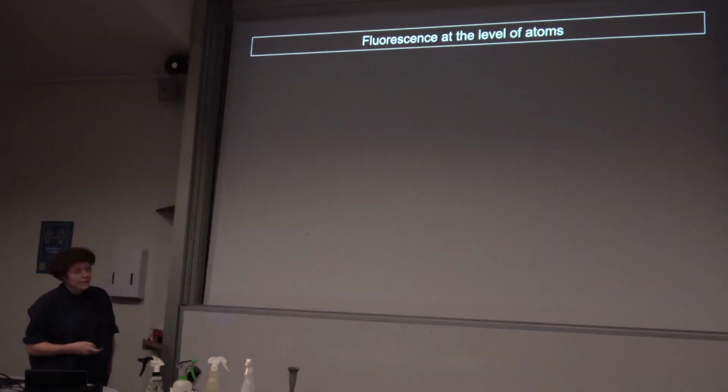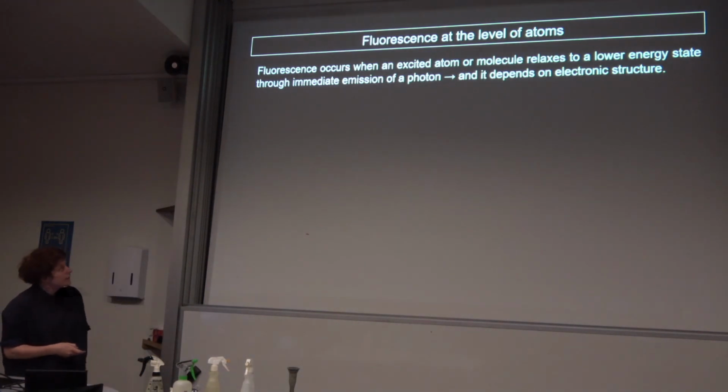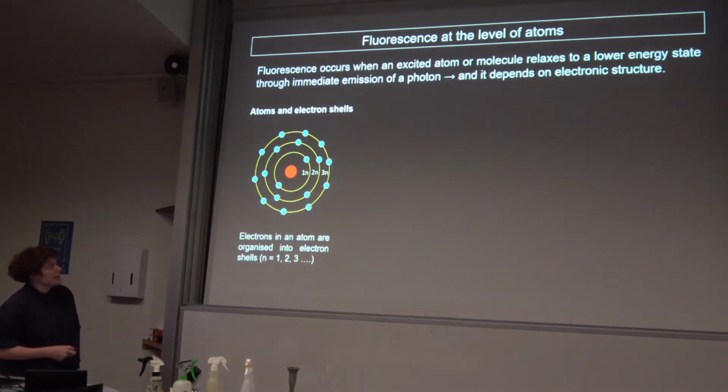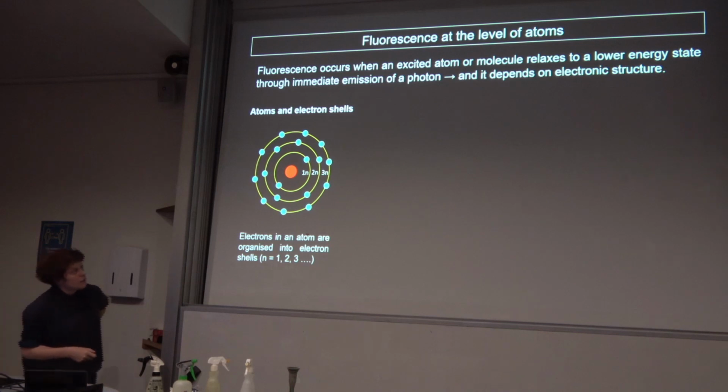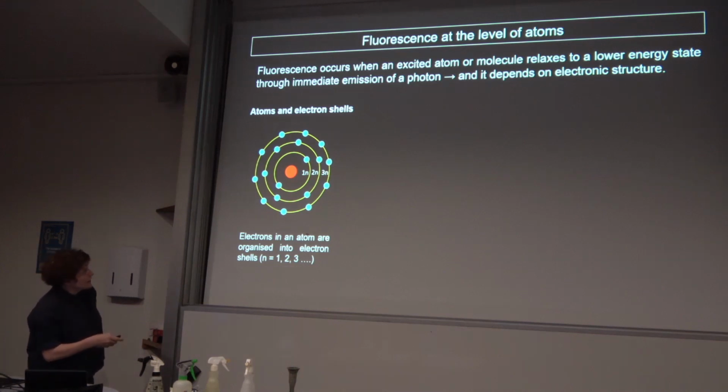So what is fluorescence at the level of atoms? Fluorescence occurs when an excited atom or molecule relaxes to a lower energy state through immediate emission of a photon. This is the quantum of electromagnetic radiation. And it depends on the electronic structure of the atom. So here we have a schematic of an atom, which you may have seen before. You have the nucleus, and then these electronic shells that are organized according to their energy level. As you go out further, there's an increase in the energy level.